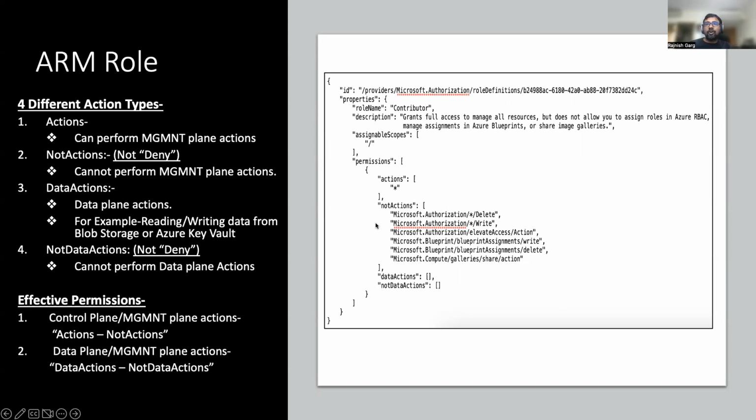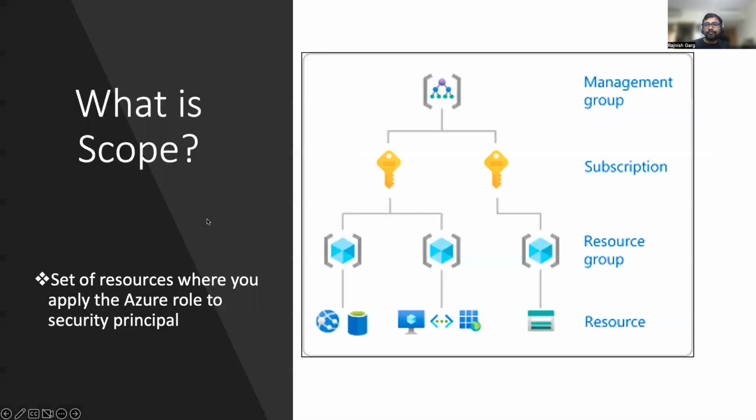Effective permission on the control plane side is going to be action minus not action. On the data plane it is going to be the same: data action minus the not data action. I think there is a typo; it shouldn't say management plane on the data plane side here. One thing to take note of: not action doesn't mean deny. If you're assigning the permission to the user in some other manner or using a different role, the user will still get those permissions, even if it is counted as a not action.